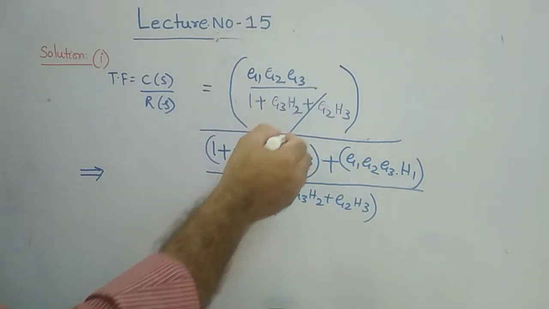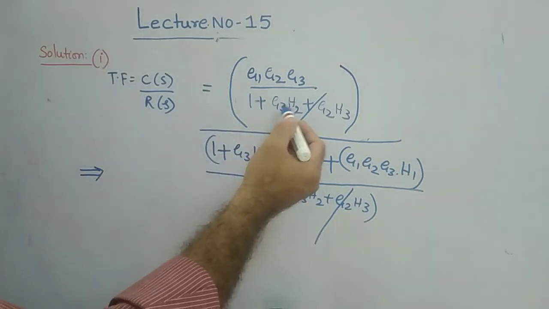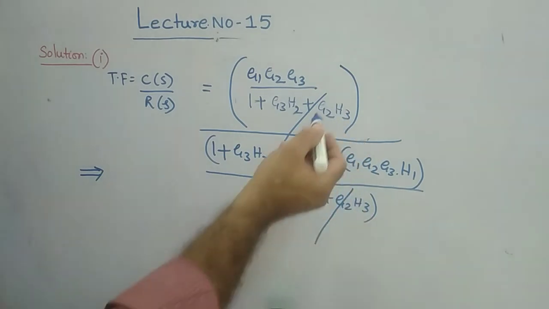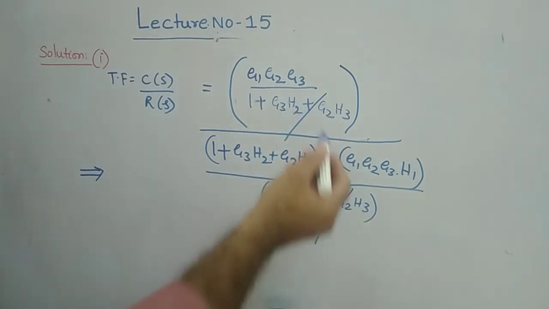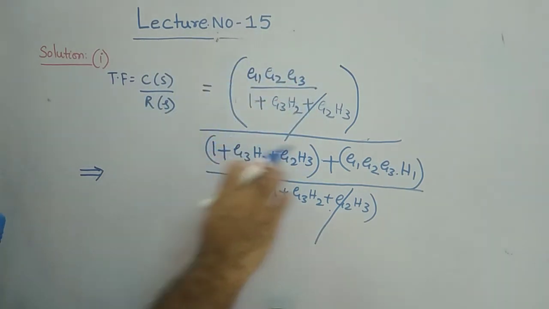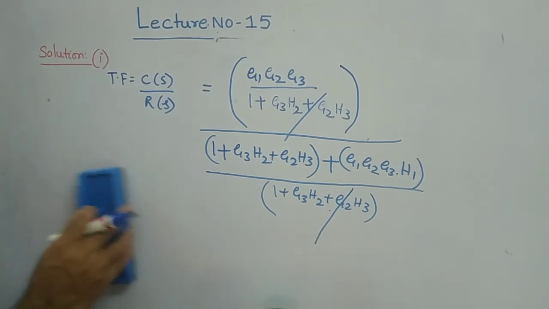Then these two will be cancelled out. Is it not? Same, no? 1 plus G3H2 plus G2H3, the same. So these two will be cancelled out. Then what is your final answer? G1, G2, G3 by what remains? G1, G2, G3 by this one. Okay, so I will write here.